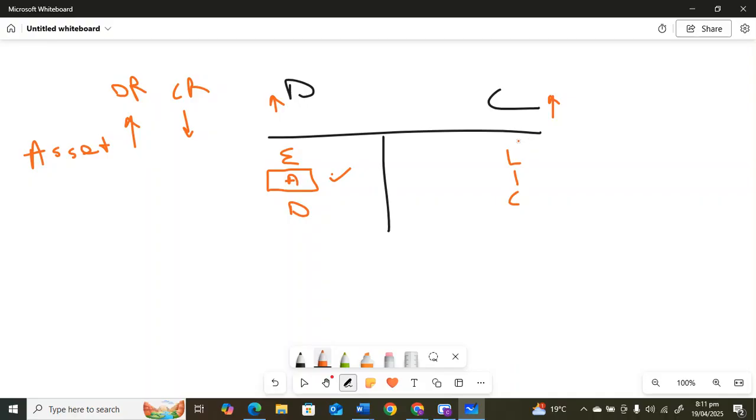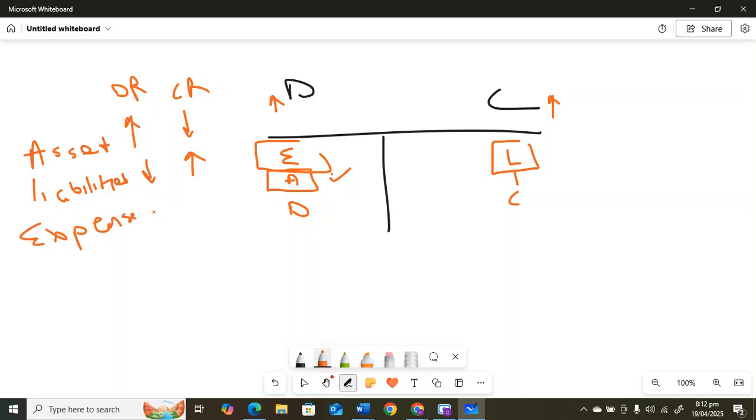Liabilities increase with credit and they decrease with debit. And then, even expenses increase with debit and reduce with credit.